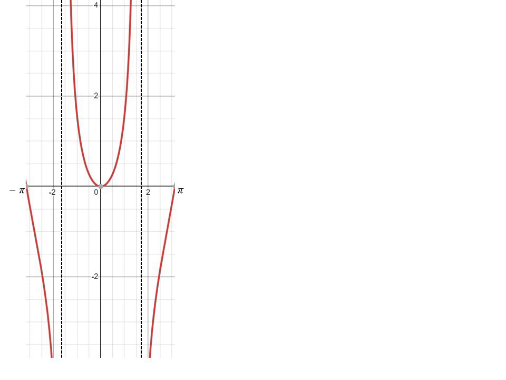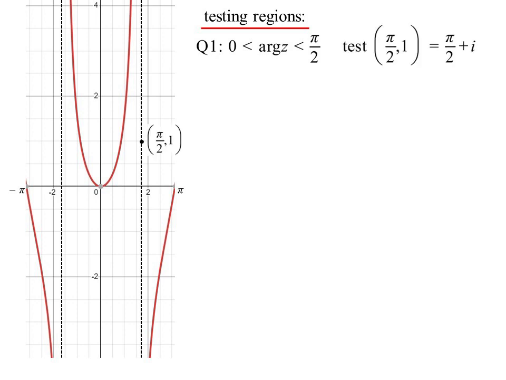Now we've got to work out which region we're in. Let's test some points. I need to pick a point that I know the location of. Let's start in the first quadrant. And I know all the arguments in the first quadrant are in between 0 and pi on 2. I'm going to need that information, of course, because we're saying the real part's got to be bigger than that. Now, I've picked a point. I've picked pi on 2, 1.